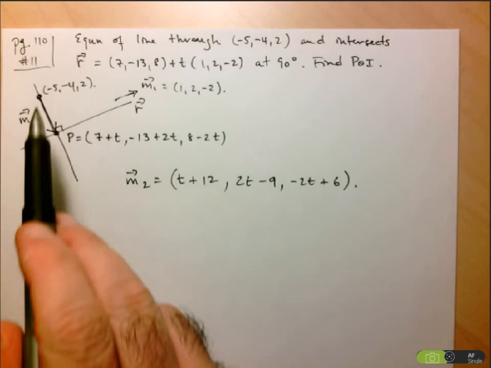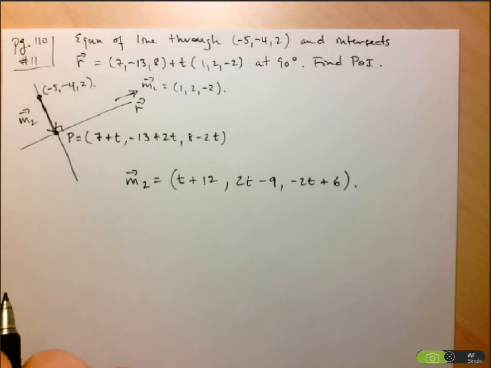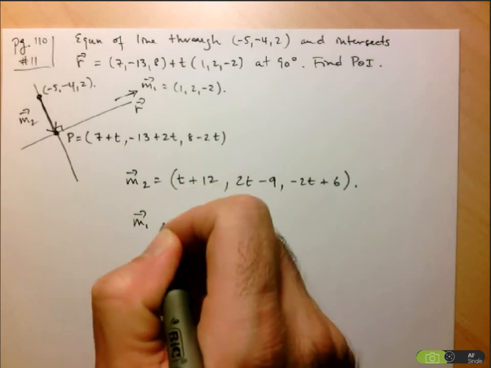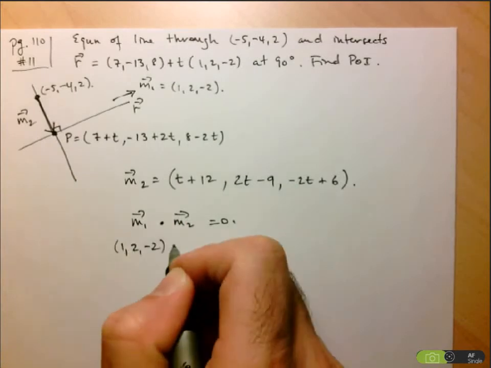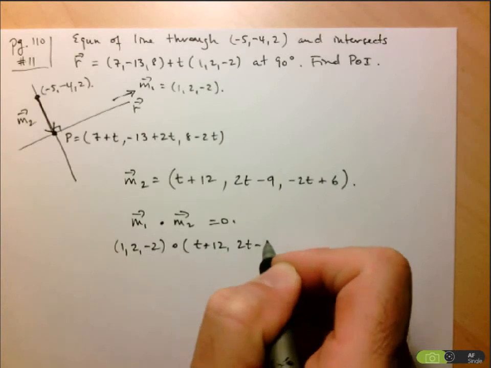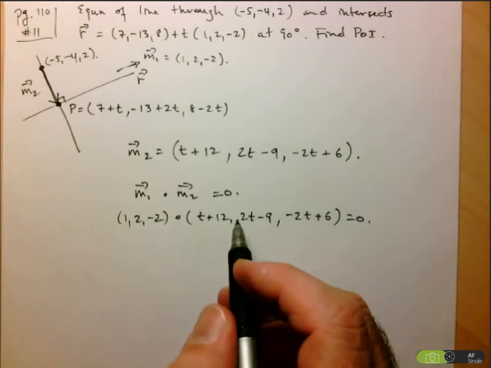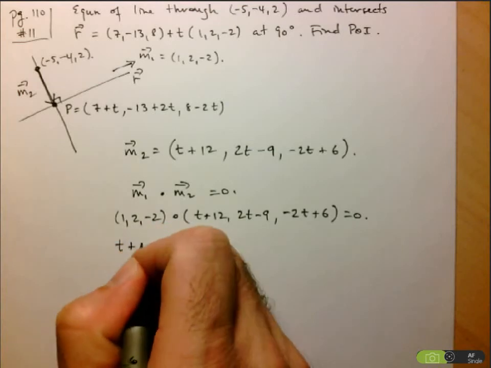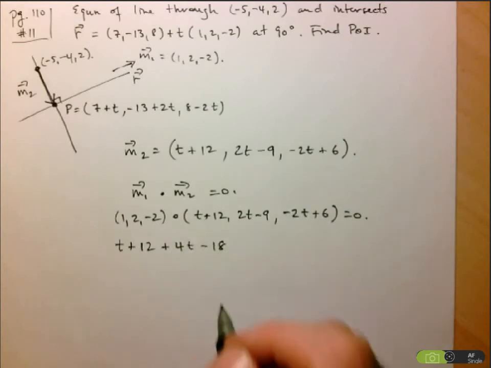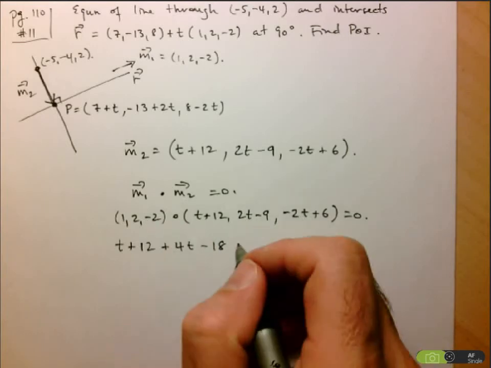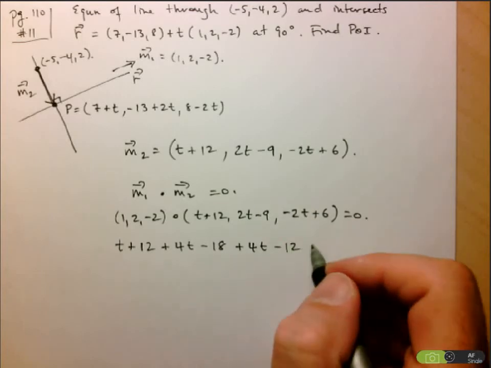Okay, so this represents the direction vector of the line we're looking for. And so we know that this direction vector must be perpendicular to the vector m1. So we'll use that to create an equation. m1 dot m2 has to be equal to 0. So that means (1, 2, -2) dot (t + 12, 2t - 9, -2t + 6) has to be equal to 0. Let's take the dot product: 1 times t plus 12, t plus 12. Then 2 times 2t, so that's plus 4t, 2 times -9, minus 18. Then here, -2 times this, so that would be plus 4t. And then here we've got minus 12, is equal to 0.